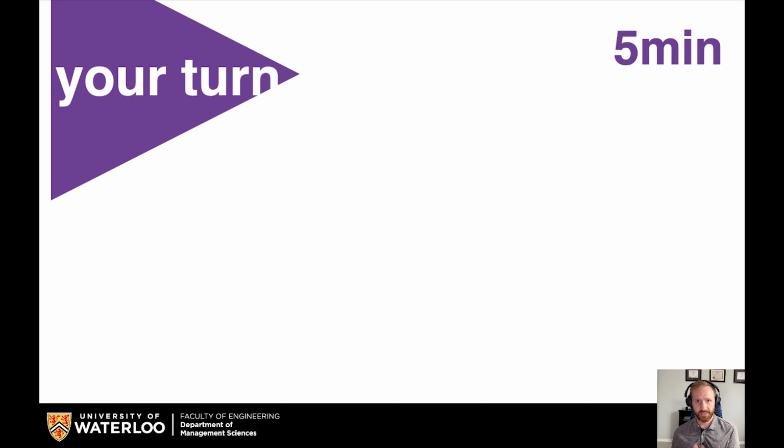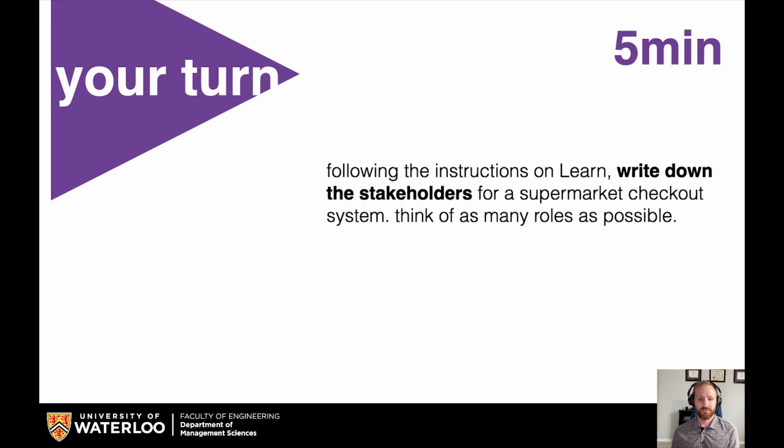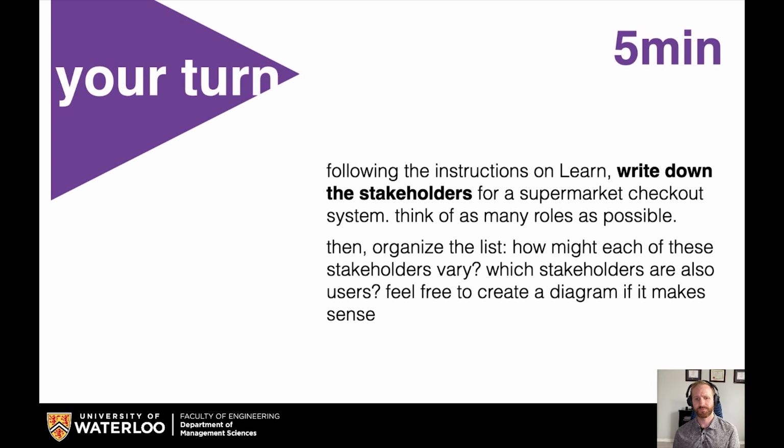So let's start by doing this. Follow the instructions and learn to write down the stakeholders for a supermarket checkout system. Think of as many roles as possible. Then organize the list. How might each of these stakeholders vary? Which stakeholders are also users? Feel free to create a diagram if it makes sense. You don't need to spend more than 5 minutes on this. Go ahead, I'll wait.